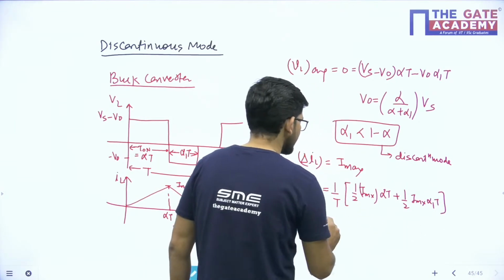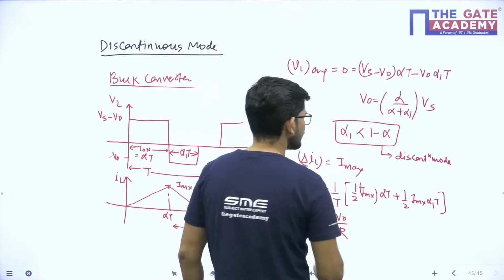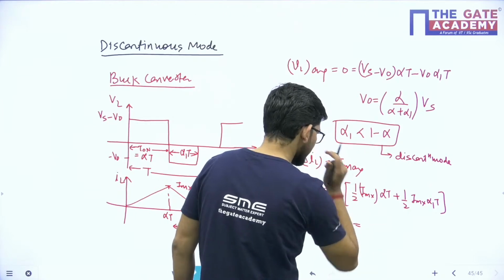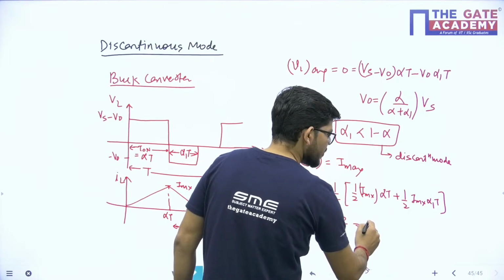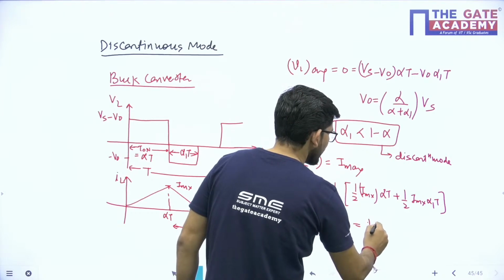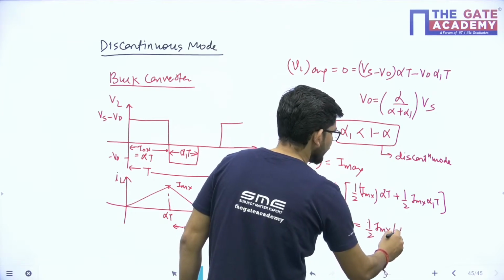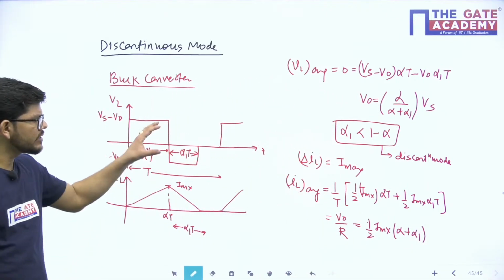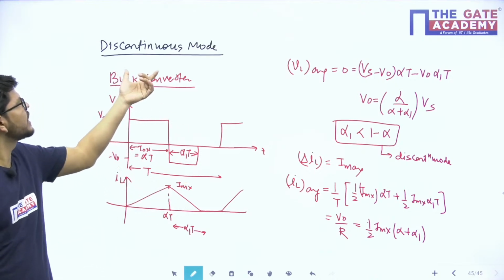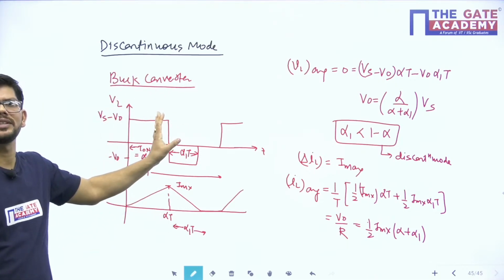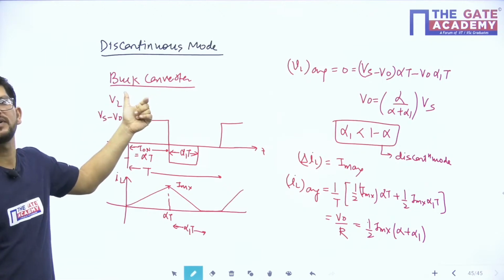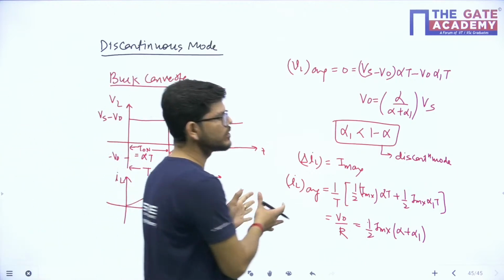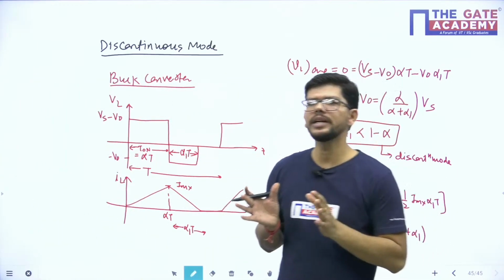This is also equal to V naught by R. So just calculate this and equate it. What you will get is half of I max into (alpha plus alpha 1) equals V naught by R. This is all necessary for discontinuous mode of operation, so there is nothing more to discuss. That's why I am discussing it only for the buck converter and leaving everything else to you. This is how to deal with the discontinuous mode of operation.